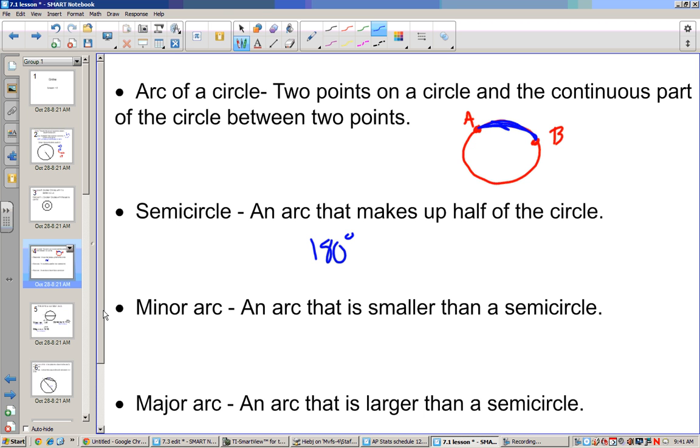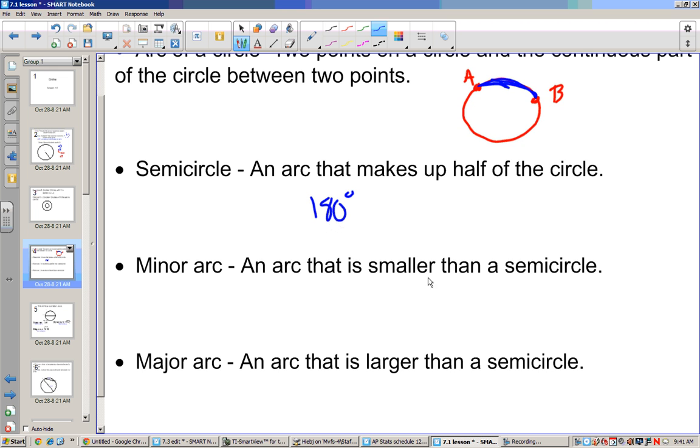A minor arc is an arc that's smaller than a semicircle. So those would always be less than 180 degrees, where a major arc is larger than a semicircle, so always greater than 180 degrees.